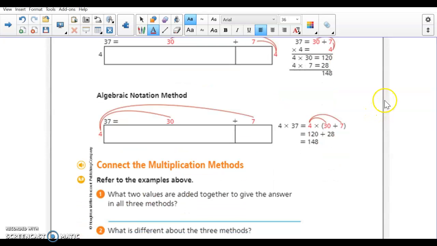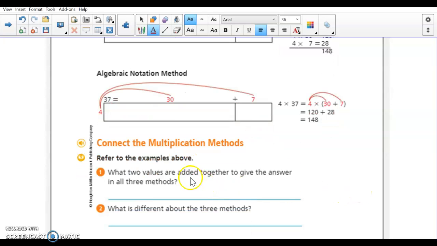Algebraic notation method, same problem again, 4 times 37. When we started with 4 times 37, it's 4, and we expand it out again to 30 plus 7. 4 times 30 is 120. 4 times 7 is 28. Then we add those to get 148 again. So all this is showing the same thing. When we're multiplying, really what we do is multiply by place values, right? So multiply by your tens, and multiply by your ones as well.